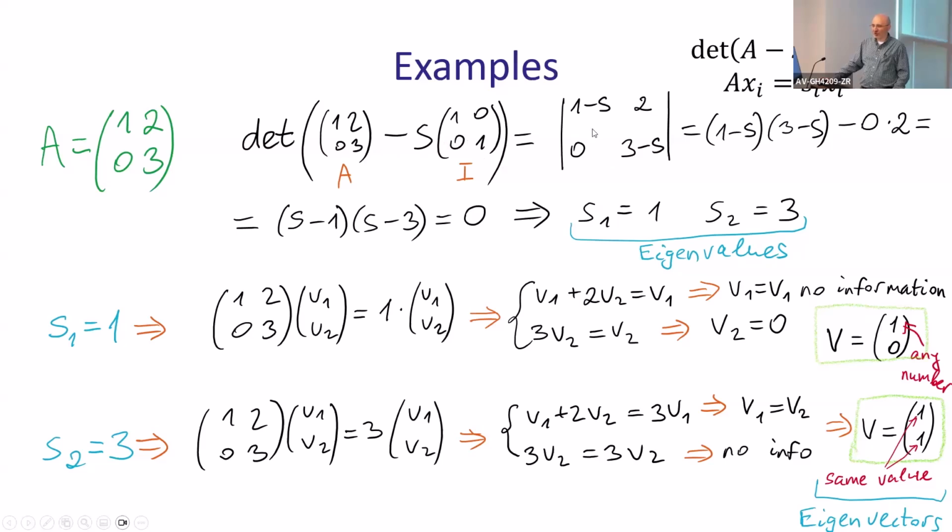So this is a determinant that you need to compute. It's 1 minus s times 3 minus s, minus 2 times 0. That will be that thing. Okay? So this polynomial equal to 0 will have two roots. These two roots will obviously be 1, to solve that first part, and the second root will be 3. So those are the eigenvalues, 1 and 3. Right? Solutions of that quadratic equation.